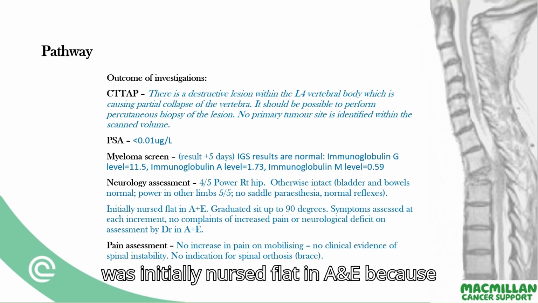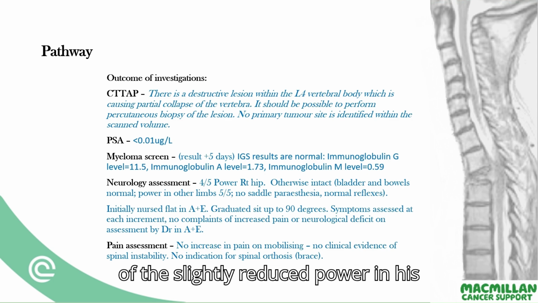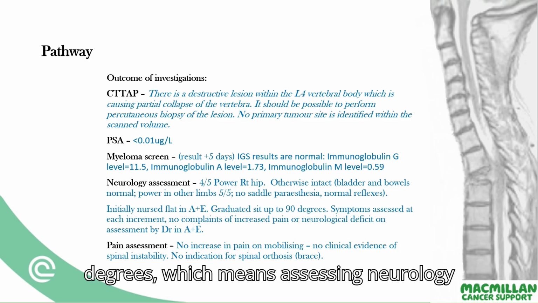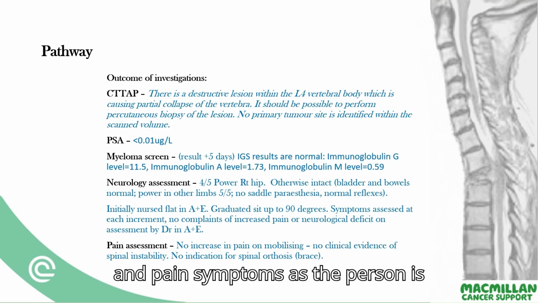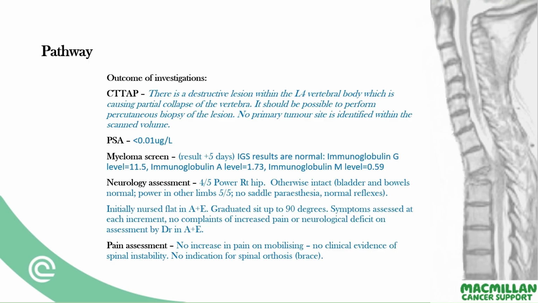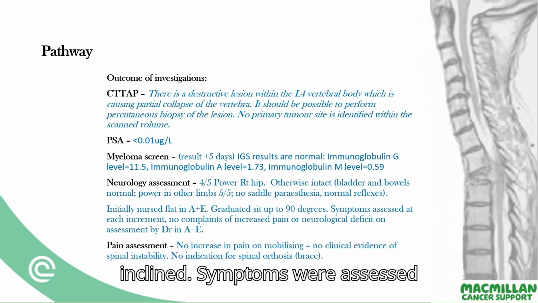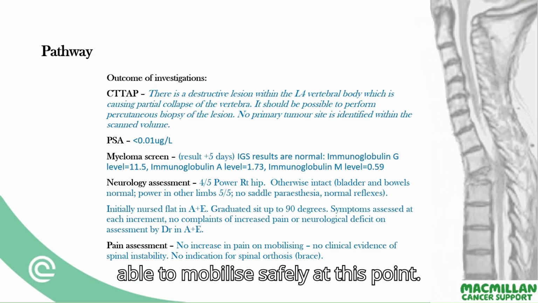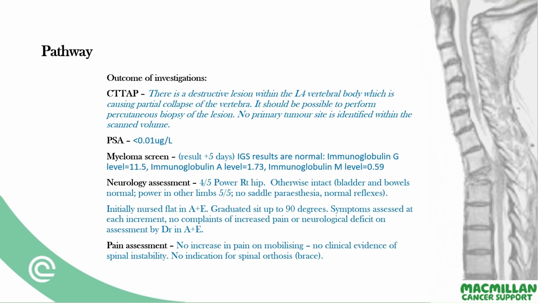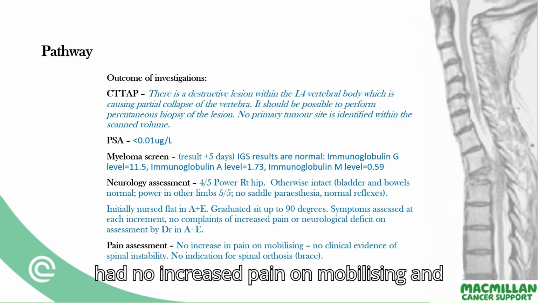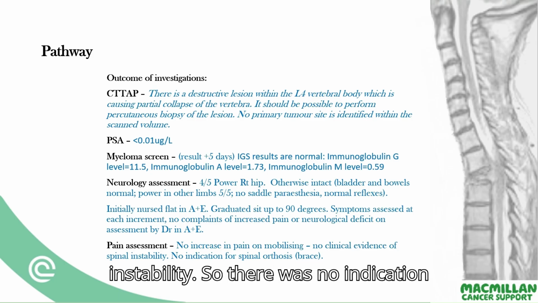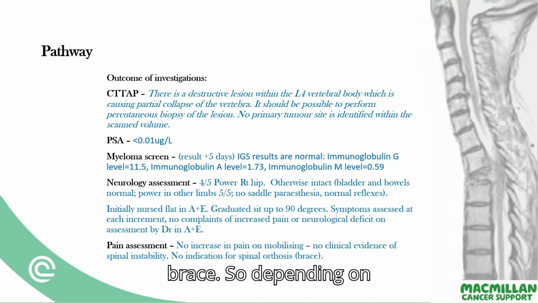He was initially nursed flat in A&E because of the slightly reduced power in his right hip, but he was assessed through graduated sit-up up to 90 degrees, which means assessing neurology and pain symptoms as the person is progressively inclined. Symptoms were assessed at each increment and there were no complaints of increased pain or neurological deficit on assessment by the doctor in A&E, which meant that they were able to mobilise safely at this point. There was an assessment of pain and he had no increased pain on mobilising and no clinical evidence of spinal instability. So there was no indication at that point for a spinal orthosis or brace.